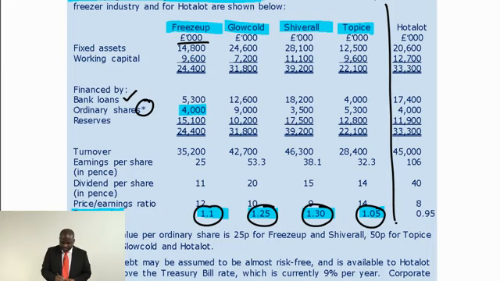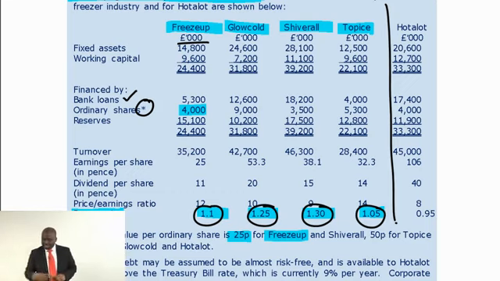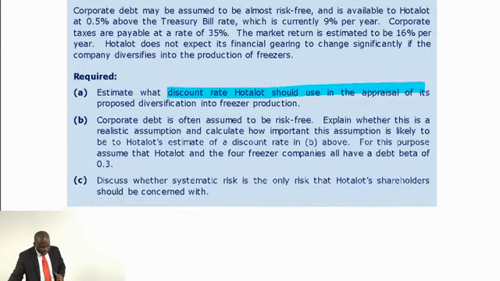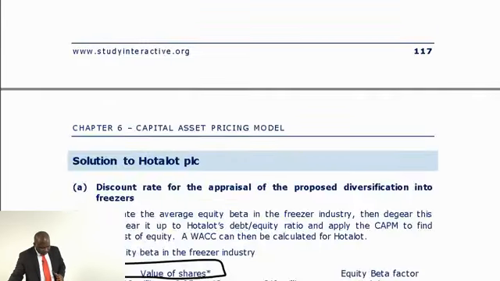But this asterisk is telling us the Freeze Up nominal value. They said the par value per ordinary share is 25p for Freeze Up and Shiver All. Therefore, Freeze Up's nominal value is 25p. So the number of shares for Freeze Up should be the 4,000 divided by 25p, and that is why they got the 16,000 there for you.